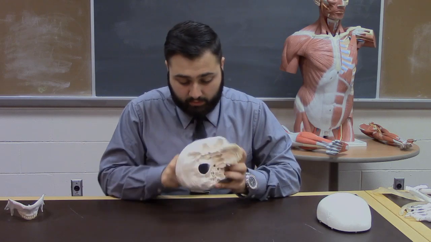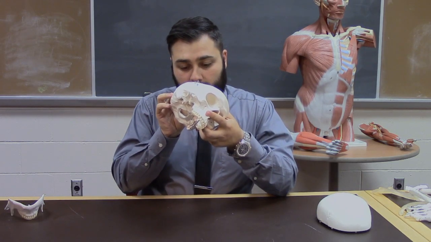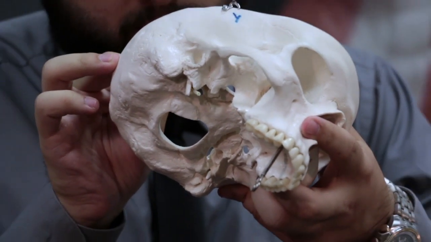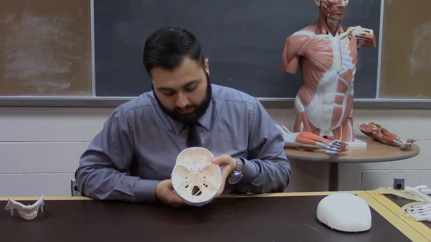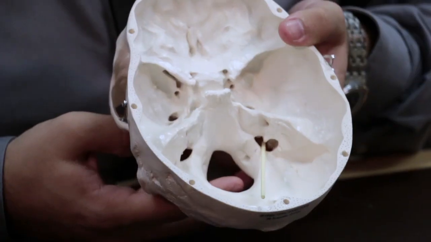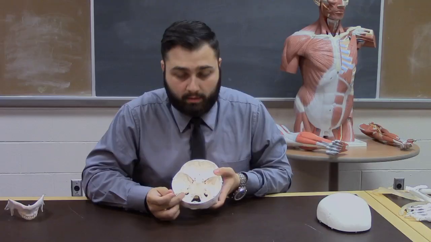Right here, you can see it on both sides, you have the jugular foramen. Okay, that's the jugular foramen right there, and you can see it on this side as well. That's the jugular foramen. Okay, it looks like a J, so that's a good starting point, the jugular foramen.